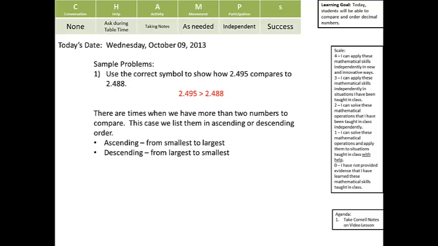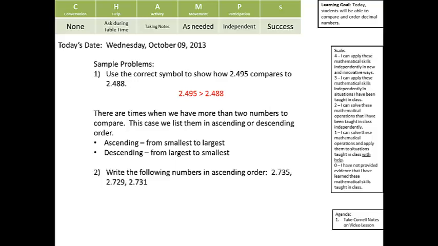Let's do another sample problem. First of all, there's times when we're going to have more than two numbers. When we're going to compare more than two numbers, we're going to usually put them in an order, either ascending or descending. Ascending means that we're going to be starting with the smallest value and ordering them up to the largest value. Descending is the opposite of that, and so we start with the largest value and we end with the smallest value.